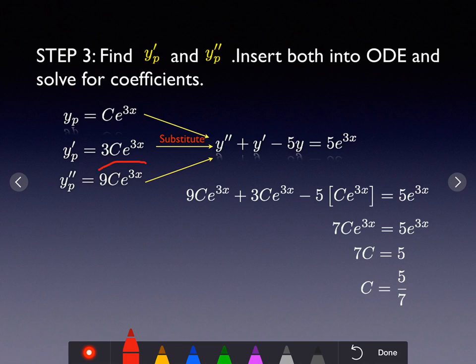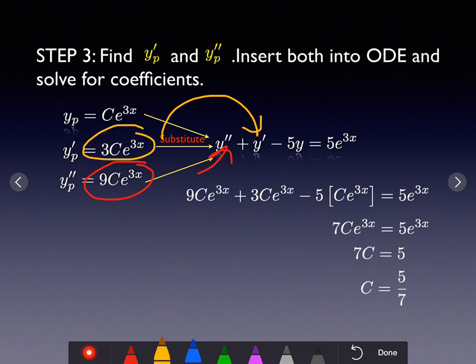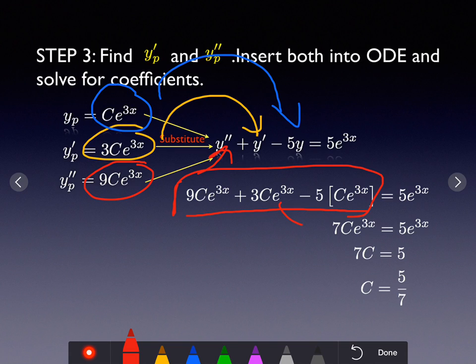This y double prime p I'm going to replace in this one, y prime p I'm going to replace in this one, and yp I'm going to substitute in this one, the y here, and this is how I get a solution. Then I'm going to simplify, and this is what I get here. We notice that this is the exponent 3x, so we can just do some cancellation or simplification, equal to 1, and this is how I get the c.